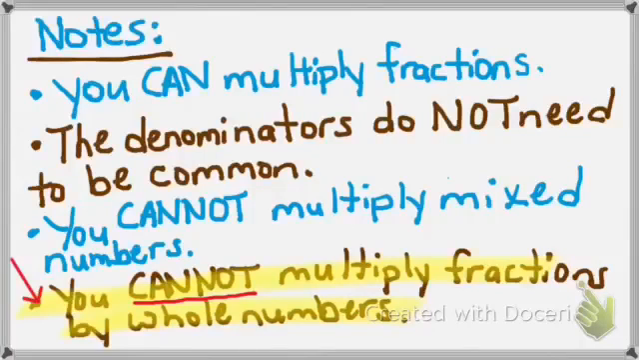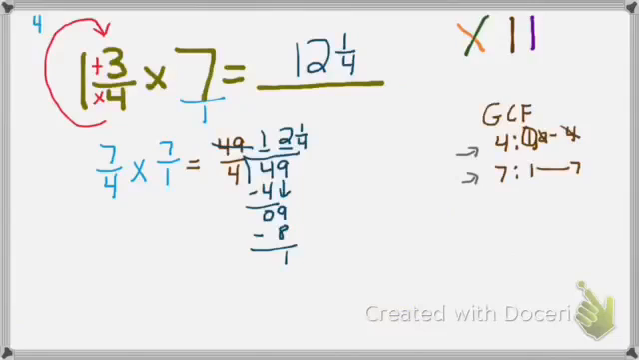So let's review. You can multiply fractions. The denominators do not need to be common to multiply them. But you cannot multiply mixed numbers, so if you have a mixed number, you need to change it into an improper fraction. And you cannot multiply fractions by whole numbers, so if you have a whole number, you need to change it to a fraction by putting it over 1. Once you change your mixed numbers into improper fractions and take your whole numbers and put them over 1, then you can go ahead and follow the X11 strategy to cross-cancel.